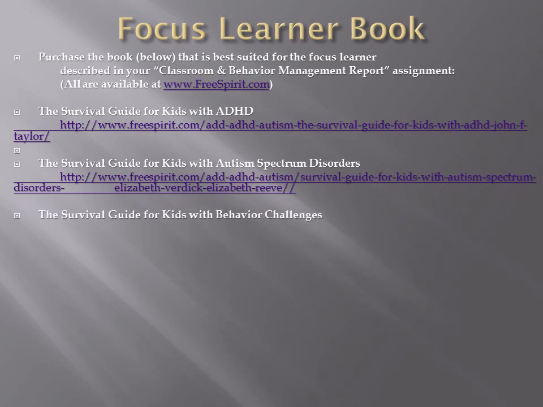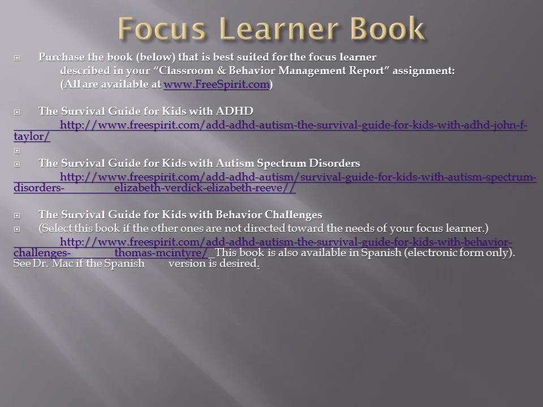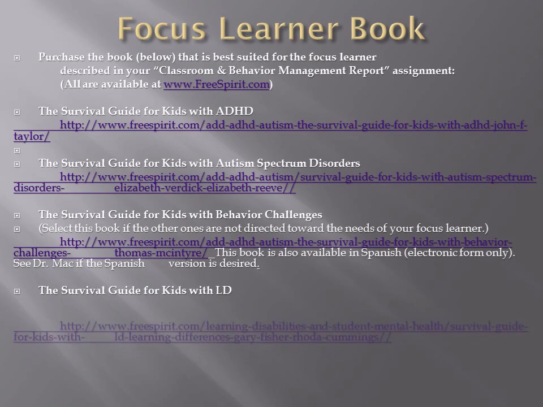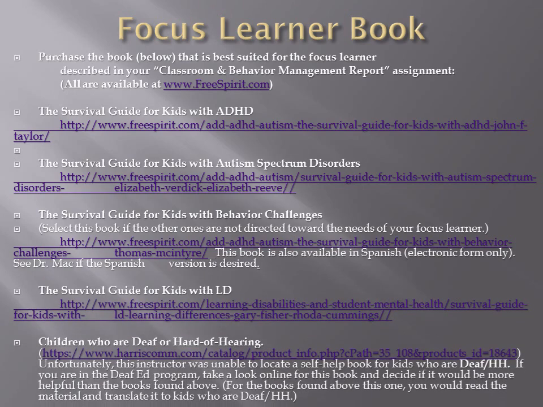If the youngster is very active and very distractible, has been diagnosed with ADHD, or shows some of the symptomology of that condition, then you would purchase that book. It will again assist us with part 2 of that 3-part paper, the CAB-MR. If the youngster has the condition that places him or her on the autistic spectrum, then you would purchase that survival guide for those kids.